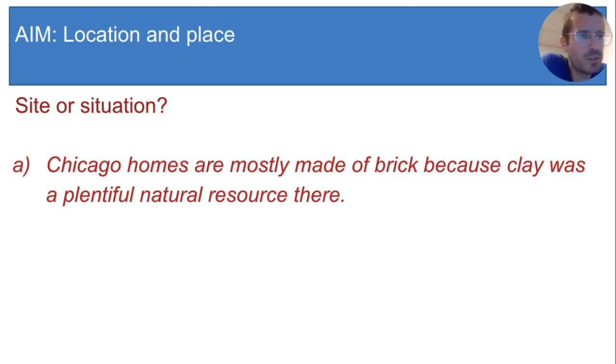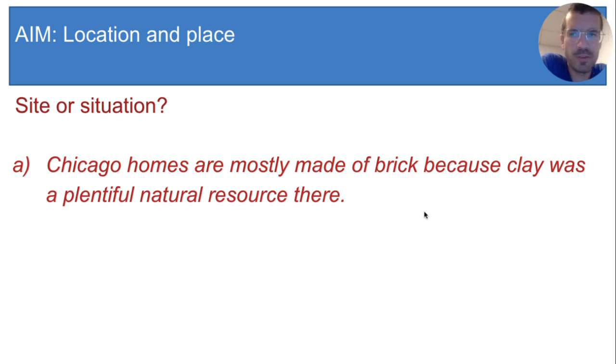This description of Chicago identifies something unique about Chicago. The question is, is it referring to Chicago's site or its situation? Review the terms before you answer. All right, if you said site, you are correct, and that's because this description is talking about Chicago's natural resources, something that is special about the land.